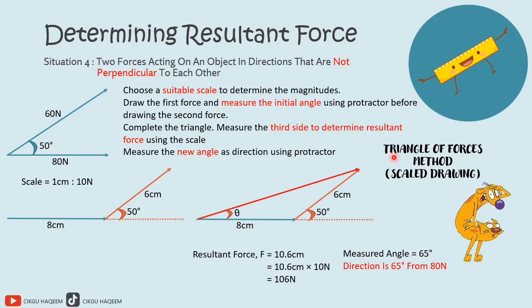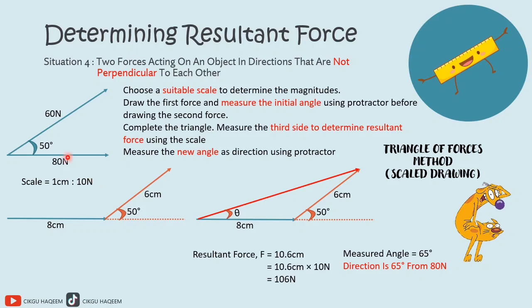Okay, this one we call the triangle of force method, which is where we use scale drawing. So we need to find a scale for the drawing. The first step is to choose a suitable scale to determine the magnitude. So I choose the scale as 1 cm equals 10 Newton, because we are going to need a protractor and a ruler to draw the diagram.